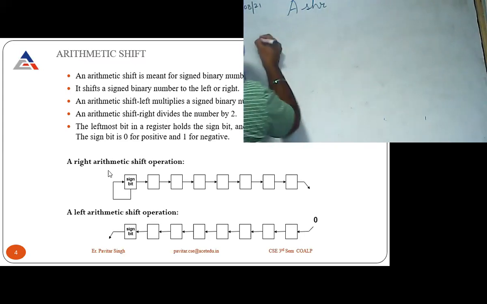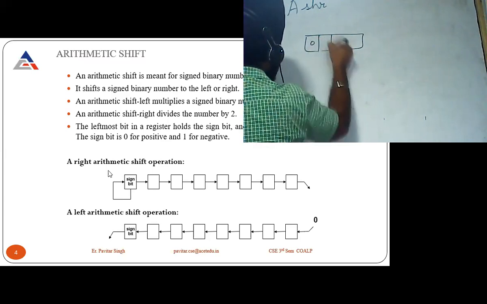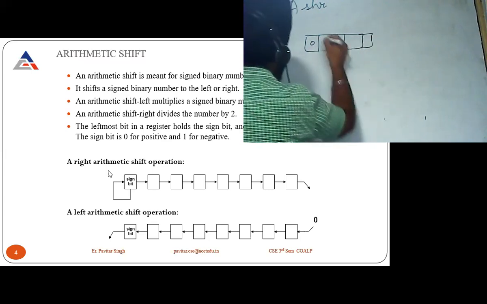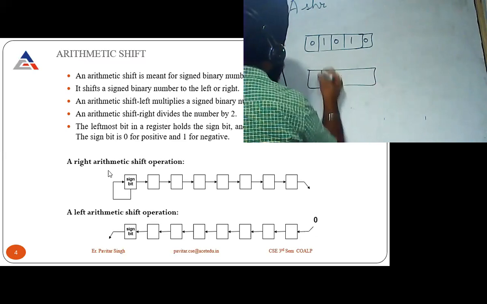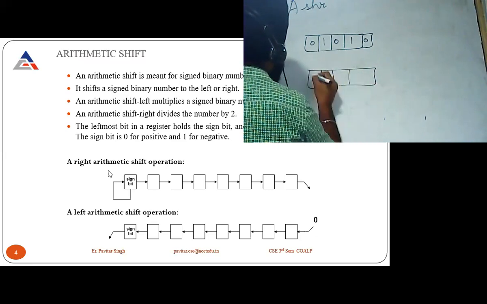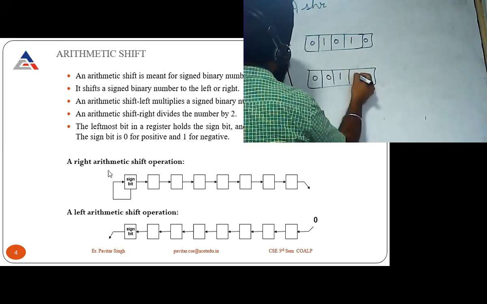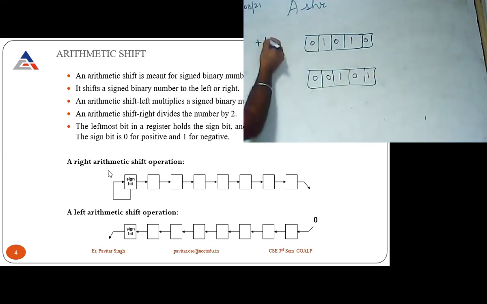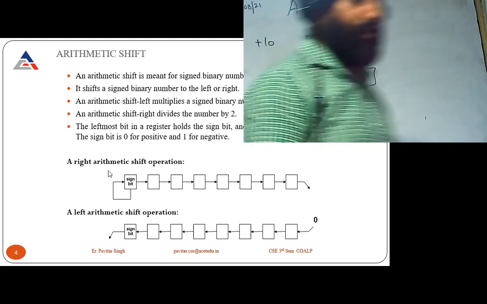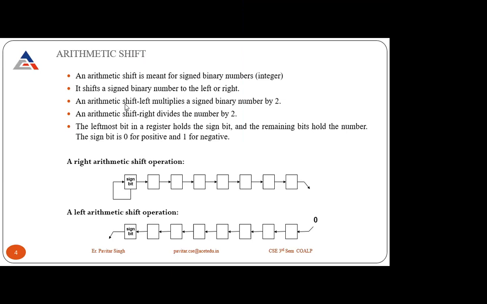So 4 plus 10. This is your 0, 1, 0, 1, 0. And after performing the shift, it will become 0, 0, 1, 0, 1, right? So I'm going to show you the concept of how the number will be multiplied by 2. An arithmetic shift right divides the number by 2, right?